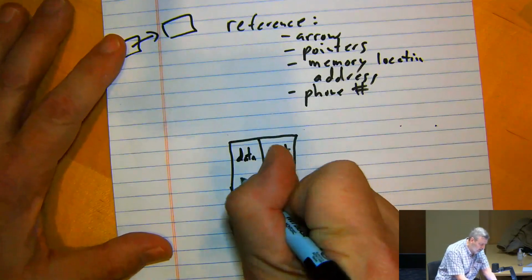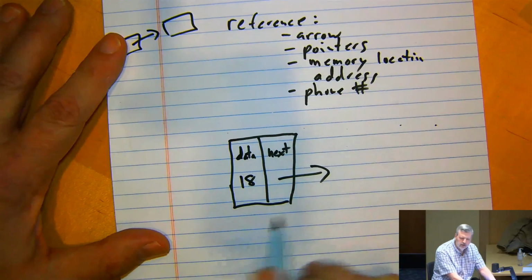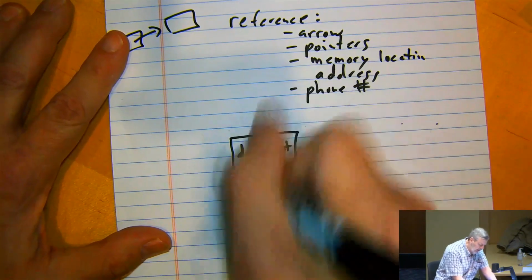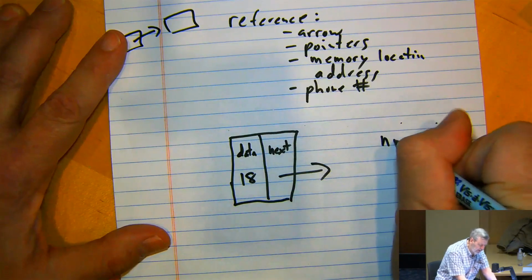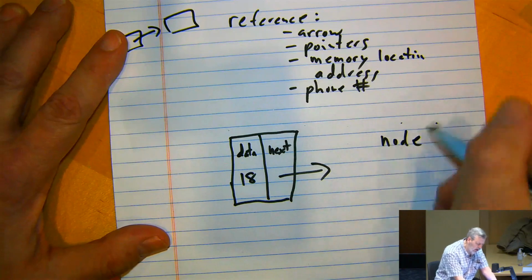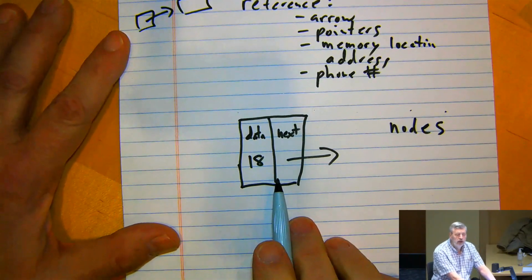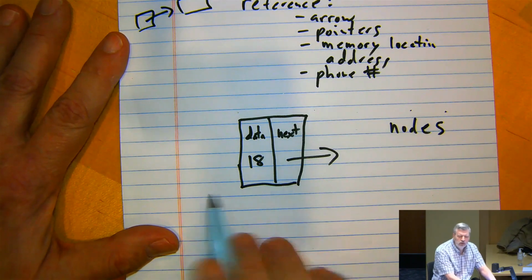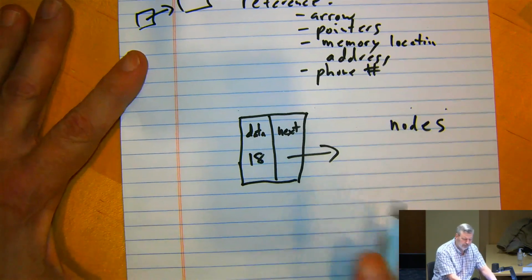So you might store something like an 18, and you might store a reference, a link to the next thing. This little item, this little object here, is something that we're going to refer to as a node. So linked lists are composed of nodes. You construct one node for each bit of data that you want to store, and then you link them together. That's going to be the basic idea.